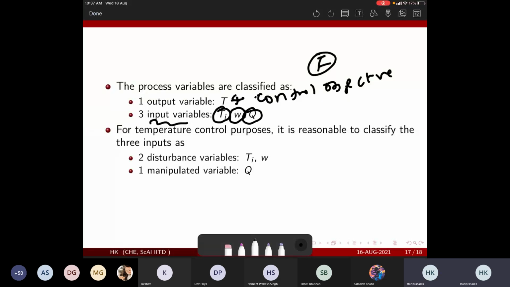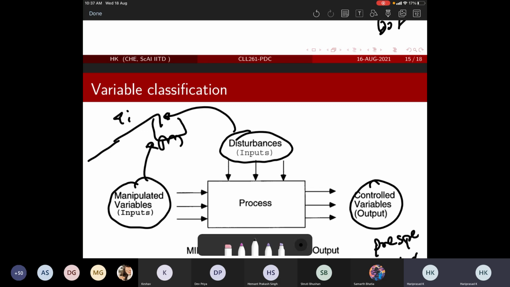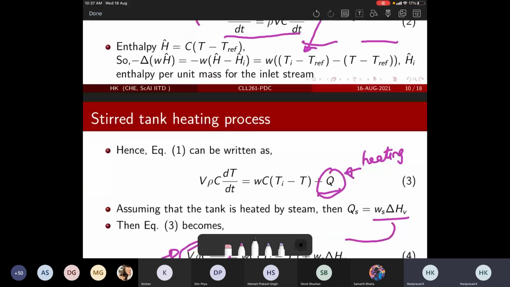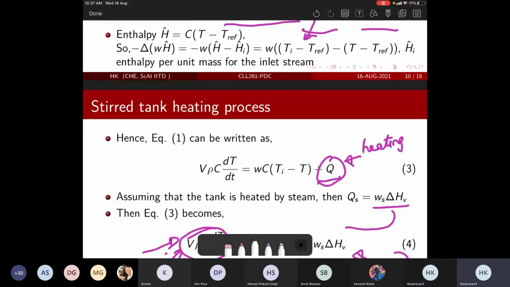Okay, so now depending upon what the condition is, as I told you, if there is no control on the inlet temperature, then it becomes a disturbance variable. If there is no control on W, it becomes a disturbance variable. Let's say you can control the heat, which is W H bar S from here. If you have control on WS, this becomes a manipulated variable.